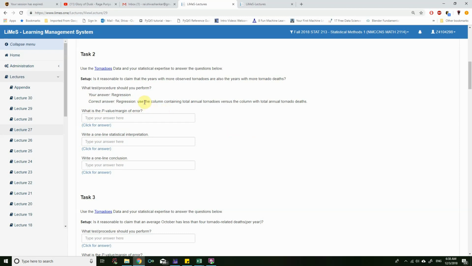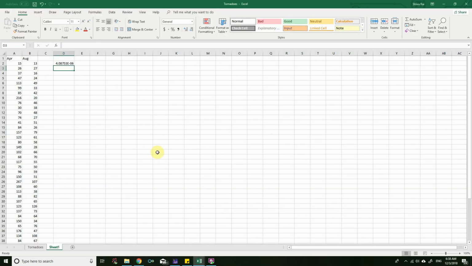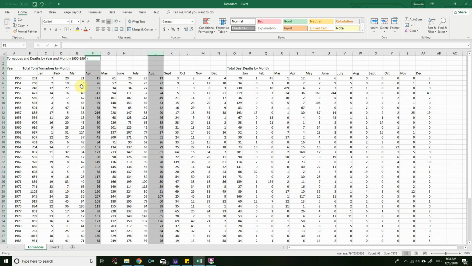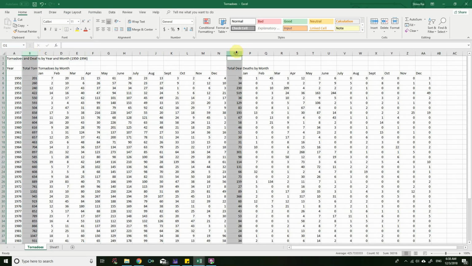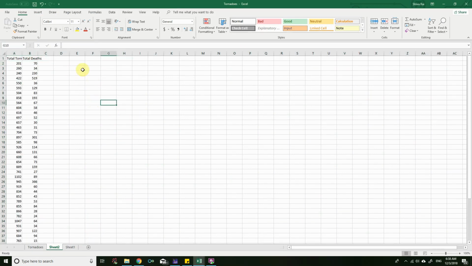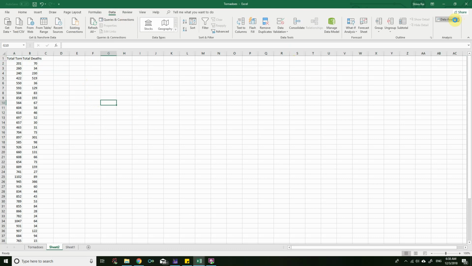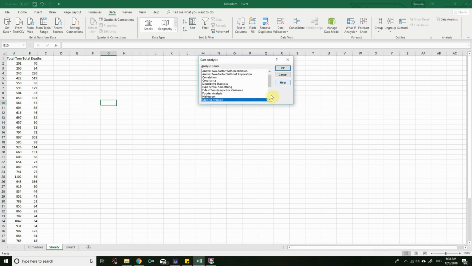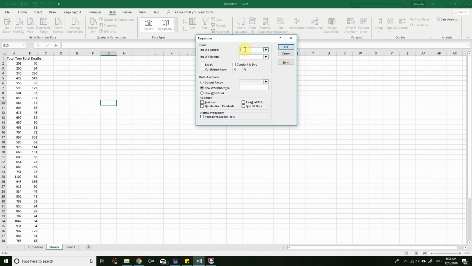Okay. Use the column containing annual tornadoes versus the column with annual tornado deaths. Okay, so let's go for that. Then let's go to the original one. So annual tornadoes, total number of tornadoes and total number of deaths. Control C, come up with a new worksheet. Okay, now we need to go for regression. So data analysis, regression, click on OK.